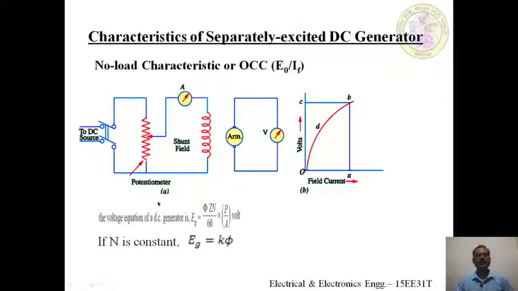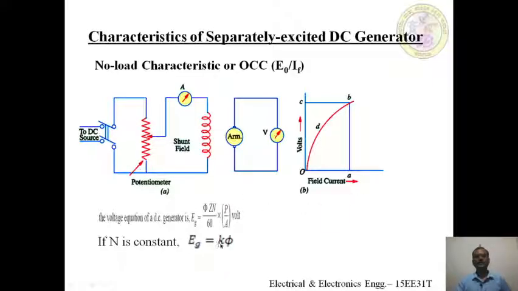You know that the voltage equation of a DC generator is given by E = ΦZN/60 × P/A volts. As the speed is constant, the generated EMF equation becomes E = KΦ. That indicates if the excitation current is varied from a small value, the Φ and hence the induced EMF increases up to saturation.